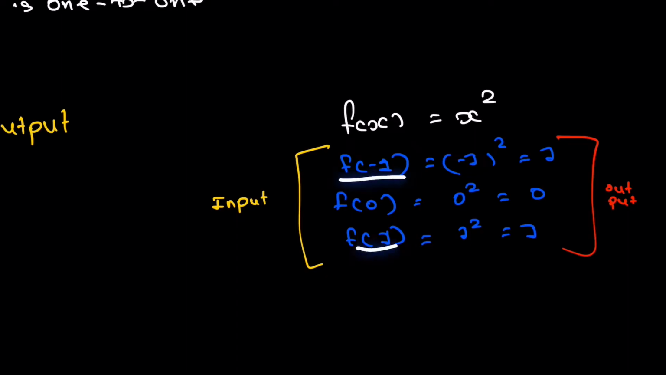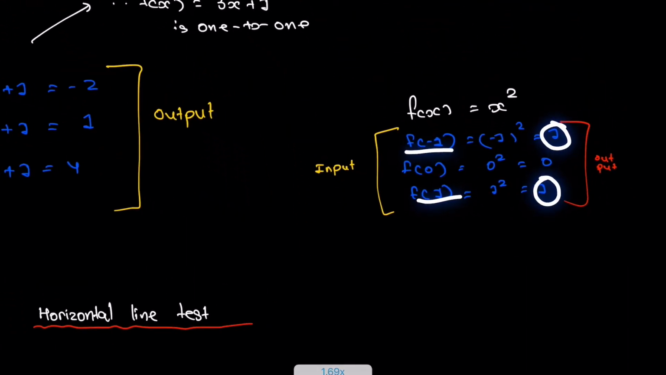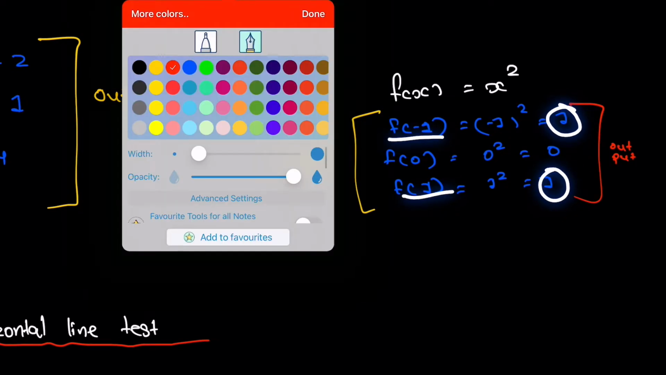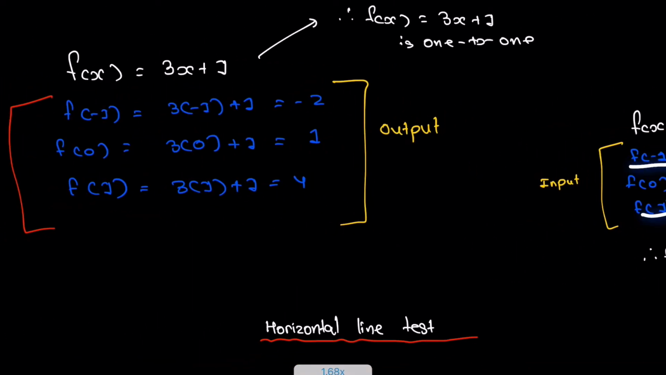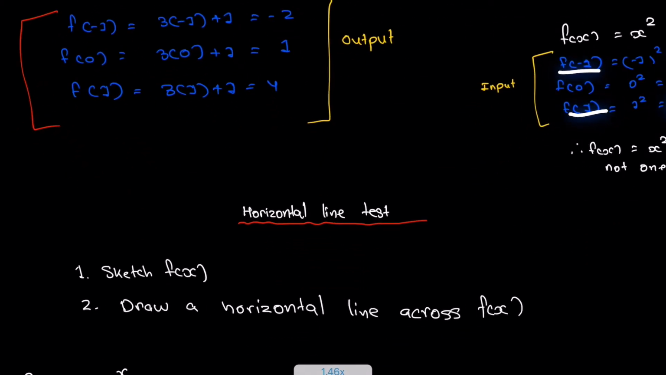And despite the input values being different, the output is still the same. So this is when we call a function not one-to-one. Therefore, f of x is equal to x squared is not one-to-one. Okay? Now, this is the generic idea of it.